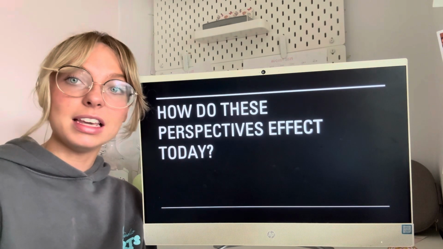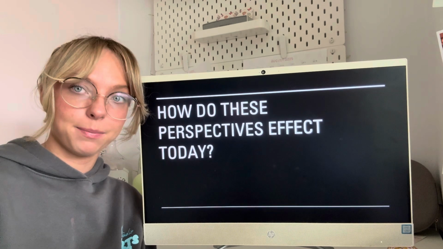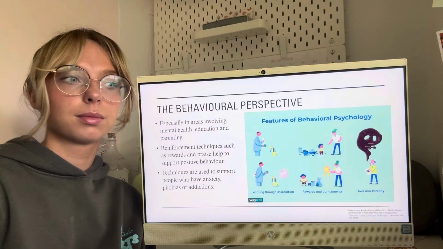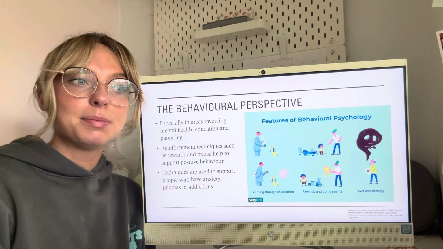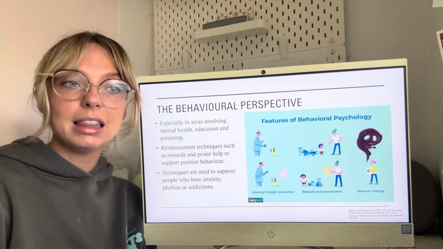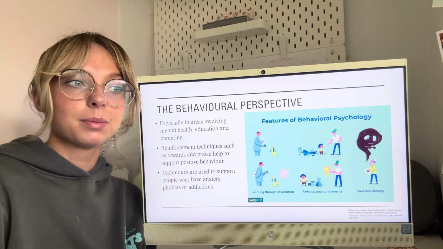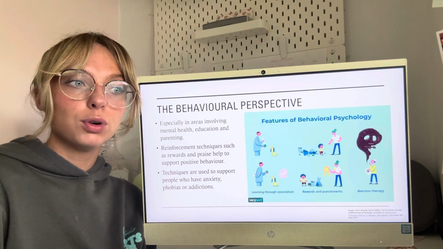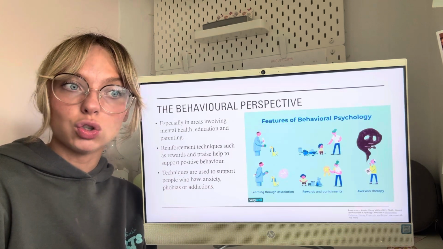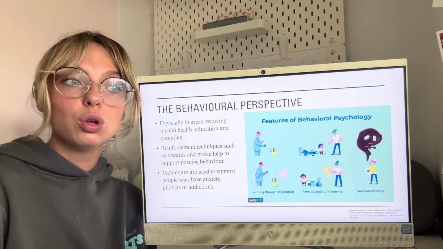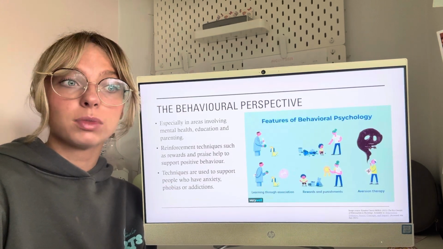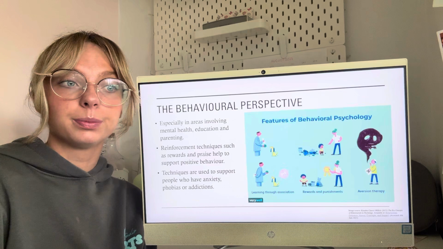Let's look how these approaches affect us today. The behavioural perspective affects us today, especially in areas involving mental health, education and parenting. As this approach has proven that reinforcement techniques such as rewards and praise help to support positive behaviour, schools today use this approach with children, just the same way parents do.